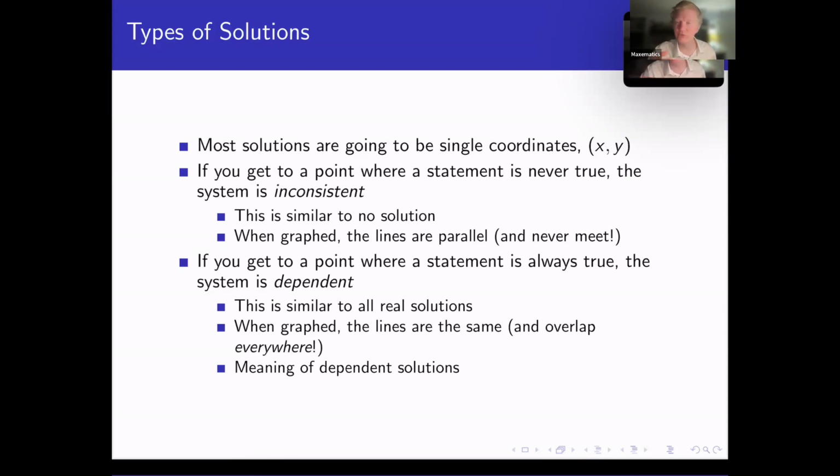Now, there's actually some deeper meaning here to dependent solutions. And there's such a way you're supposed to write dependent solutions. However, for the scope of the specific course that I have taught, we don't go into that. But if you ever take a class like linear algebra, or you spend a little bit more time in this type of chapter or this section, you will do some weird things with dependent solutions. But again, not the scope of our course, but it is something that is of note.